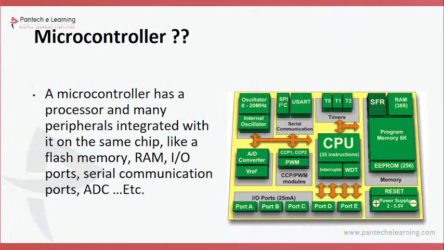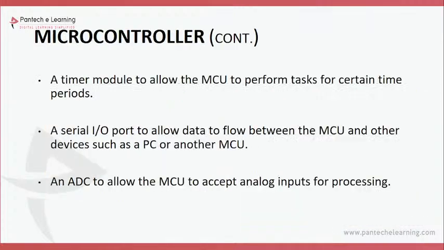We can now learn briefly but deeply about the microcontroller. A microcontroller has a processor. You can see this diagram and easily understand how the microcontroller works. Many peripherals are already on this chip, like flash memory, RAM, and input ports. A microcontroller has a timer module to perform a task within a given time. It has input ports to allow data between the microcontroller and other devices such as a PC, for serial communication. The analog to digital converter is also in the MCU to accept analog inputs for processing.